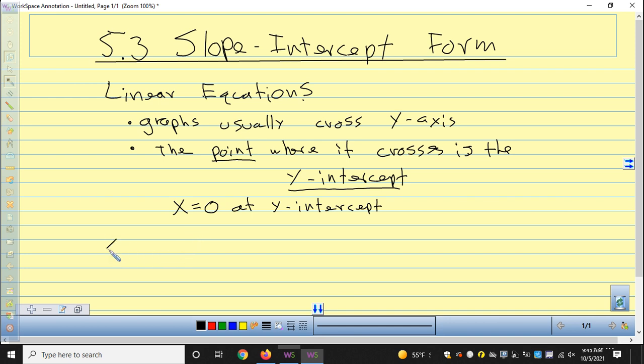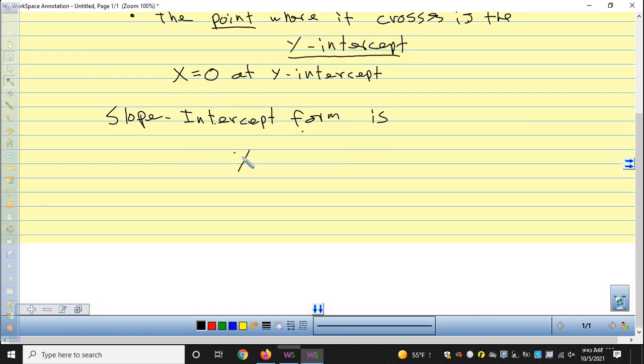So our slope-intercept form for the equation of a line, it's the one that we're probably the most familiar with, and we've talked about it already. Is y equals mx plus b, where m is the slope and b is the y-intercept. Now, b is just one number. So we'll talk about how we get a point from that y-intercept in just a second.